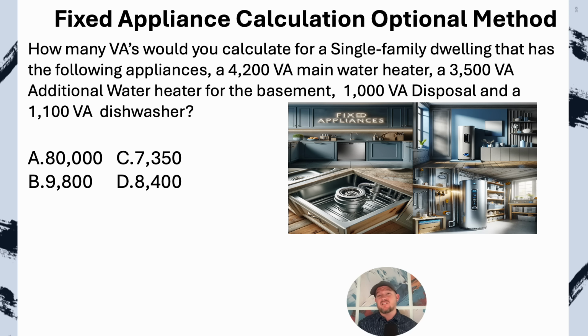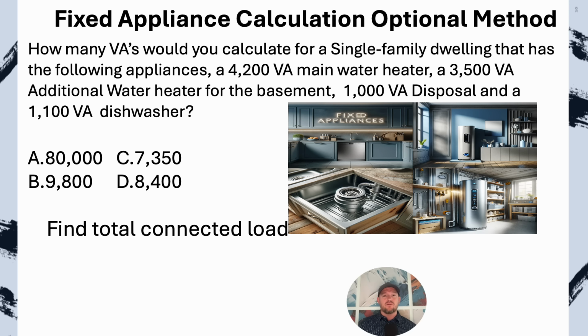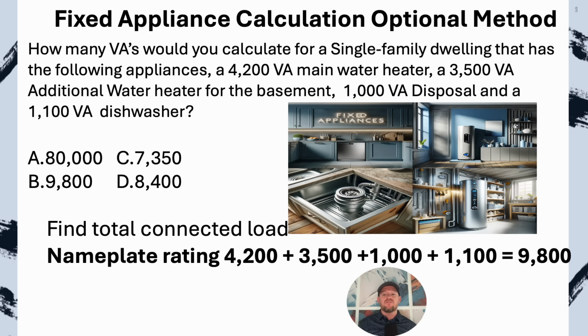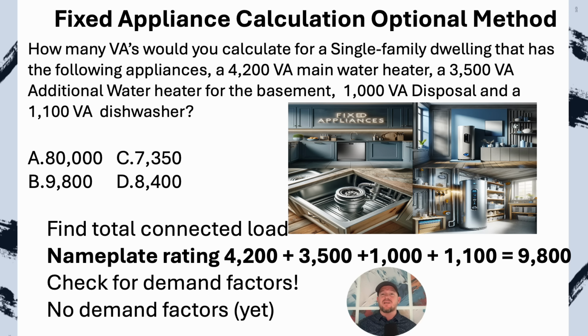Now let's deal with our fixed appliances. How many VAs would you calculate for a single family dwelling that has the following appliances? A 4,200 VA main water heater, a 3,500 VA additional water heater for the basement, a 1,000 VA disposal, and a 1,100 VA dishwasher. Step 1, we're going to find our total connected load. We take the nameplate of all of these and it equals 9,800. Now we check for demand factors. Well, with the optional method, there are no demand factors yet, so we're just going to total it up and add it over here on our general calculation.